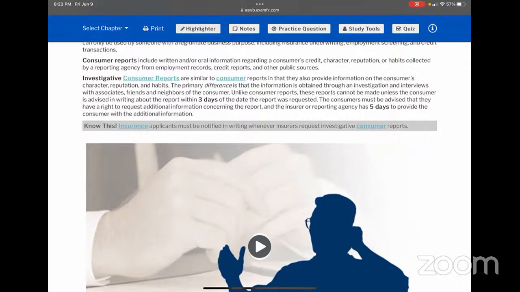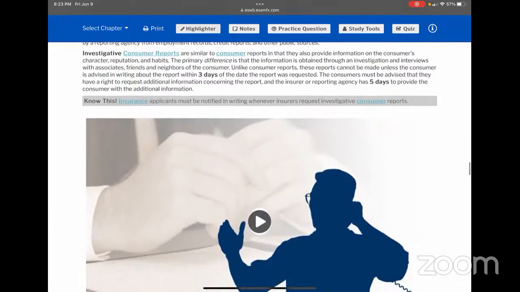The consumers must be advised that they have a right to request additional information concerning the report, and the insurer or reporting agency has 5 days to provide the consumer with the additional information. Know this: insurance applicants must be notified in writing whenever insurers request investigative consumer reports.